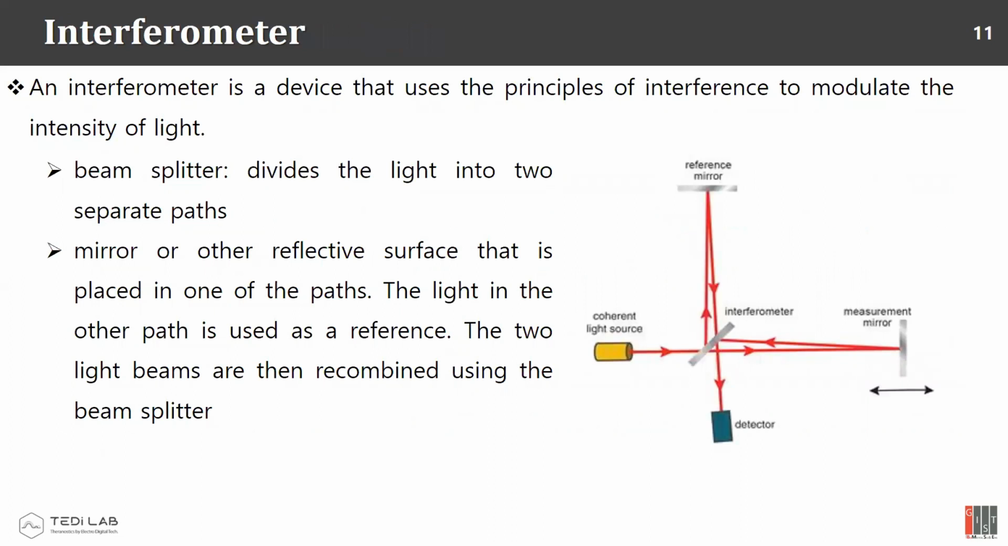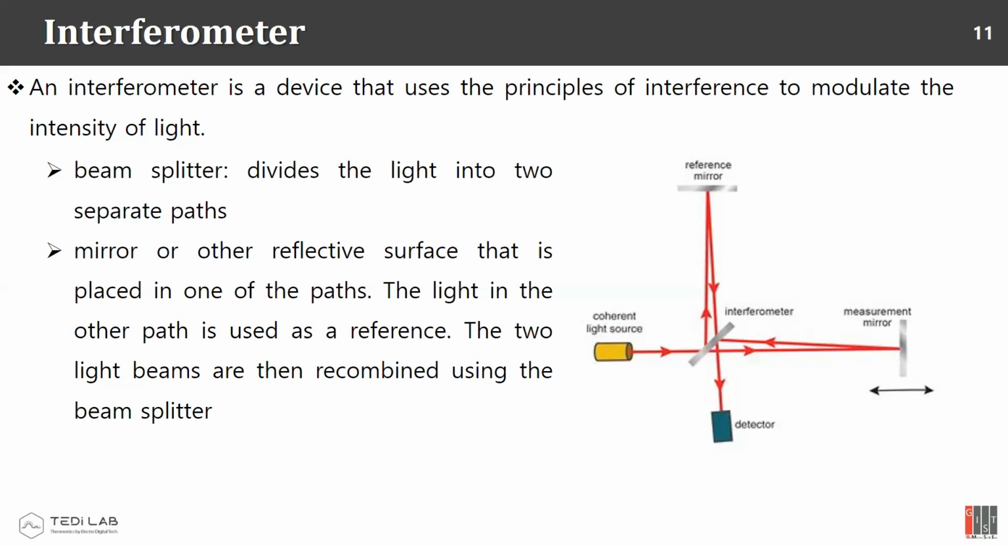In both two-photon imaging and photoacoustic imaging, we mentioned the interferometer a lot, so in this slide I will briefly explain the interferometer to you. It is a device that uses the principle of interference to modulate the intensity of light. It typically consists of a beam splitter, which divides the light into two separate parts. One beam is used as a reference. The two light beams are then combined using a beam splitter, and the resulting interference pattern can be used to modulate the intensity of light.